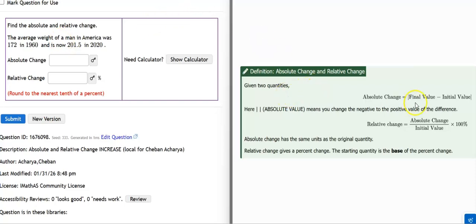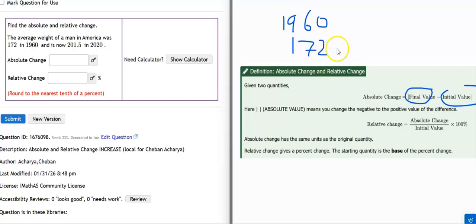So to find those changes, you have to find the final value and the initial value. You need the two quantities here, final value and initial value. Okay. So in this question, what's the final value and what's the initial value? The average weight of the man in America was 172 in 1960. So 1960, that's the initial value. The weight is 172.